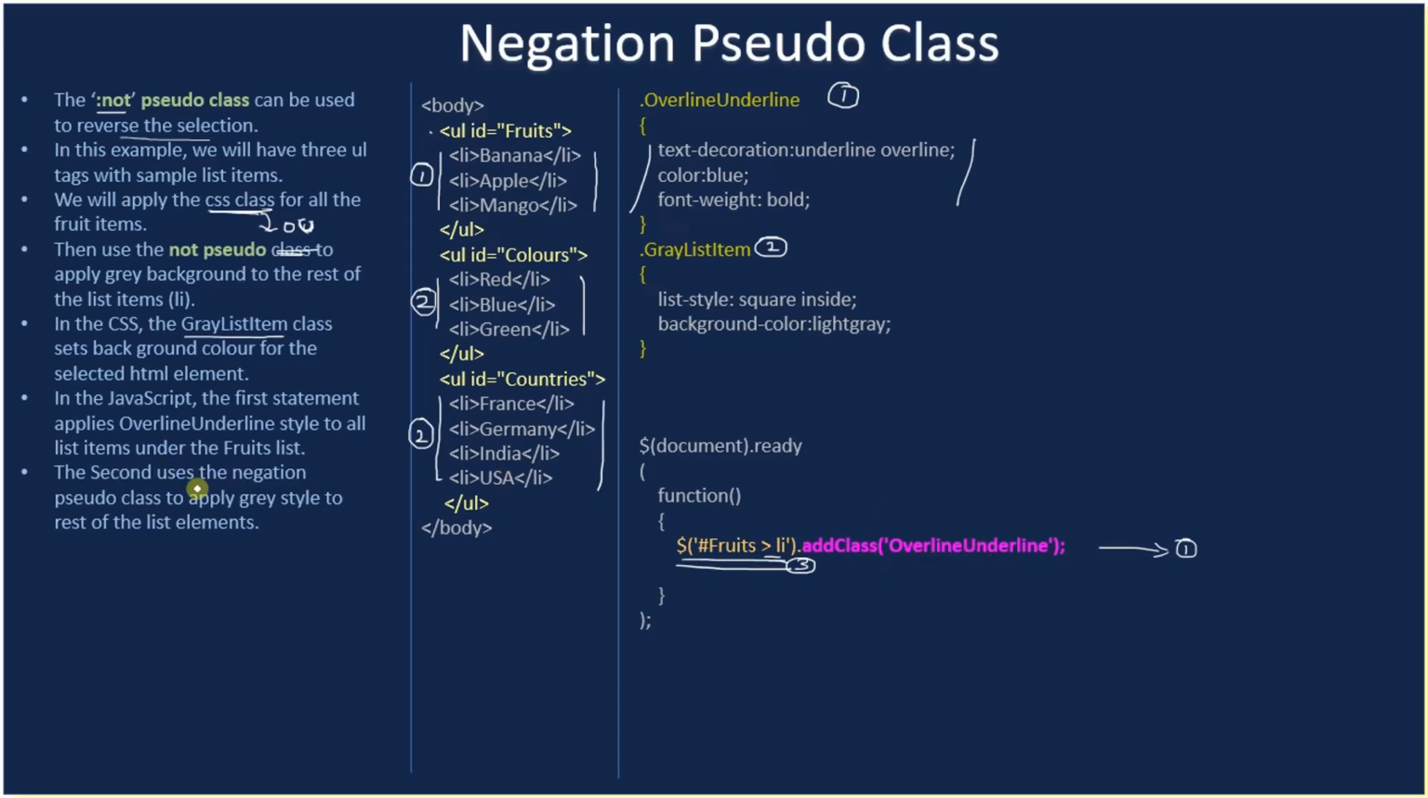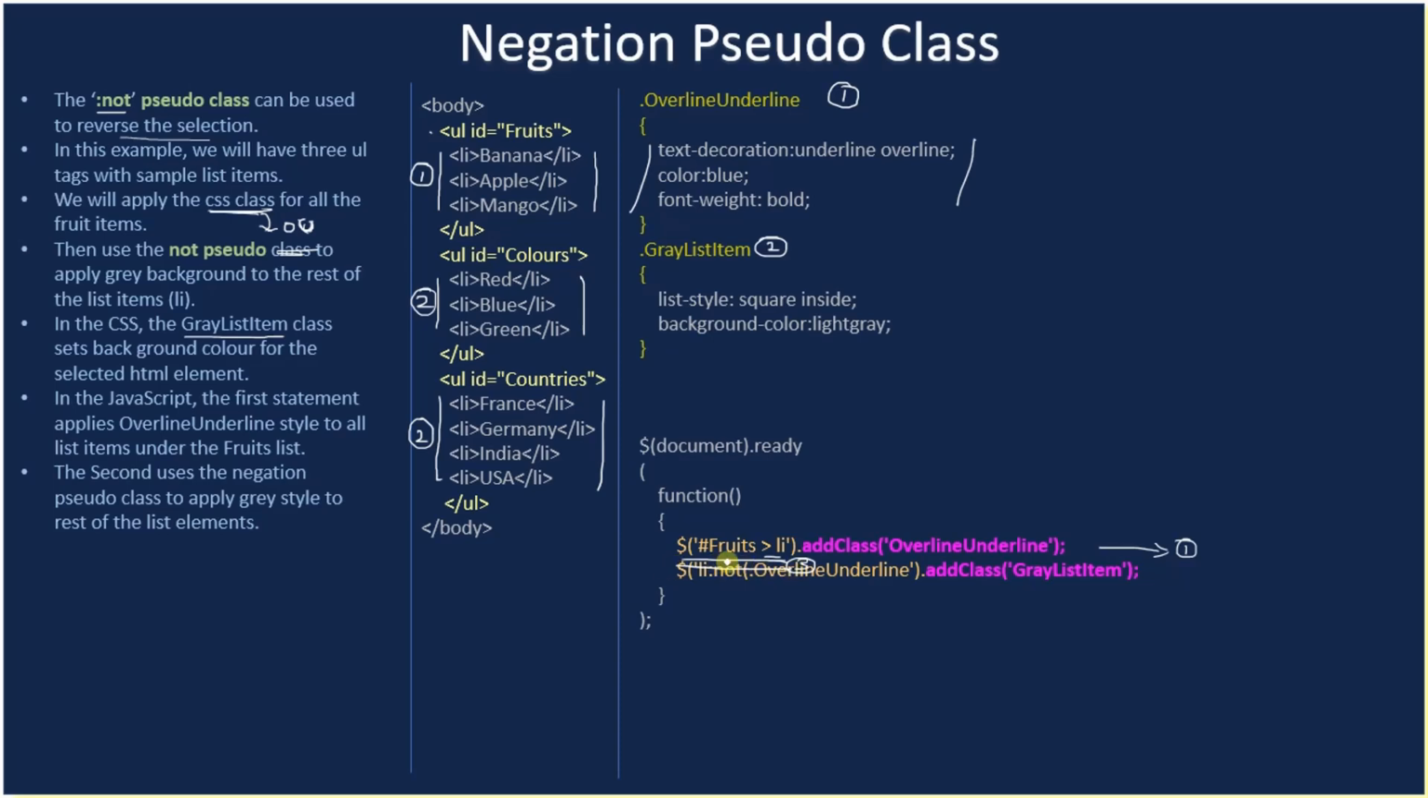The second statement is not yet shown here. The second uses the negation pseudo class to apply gray style to the rest of the list elements. And if you look here, $li not dot overline underline, right?